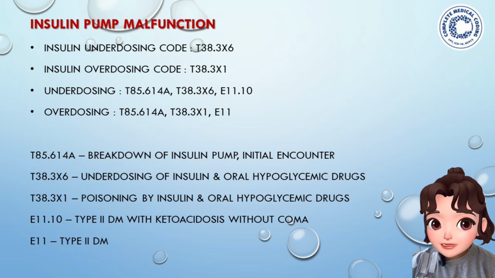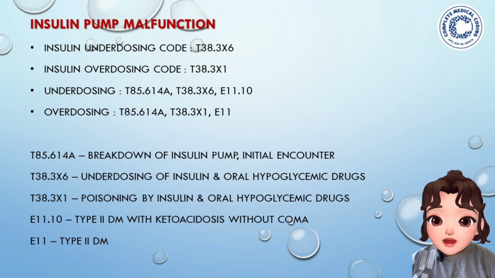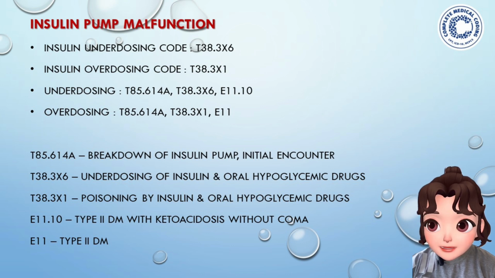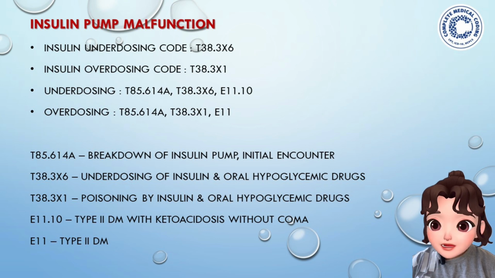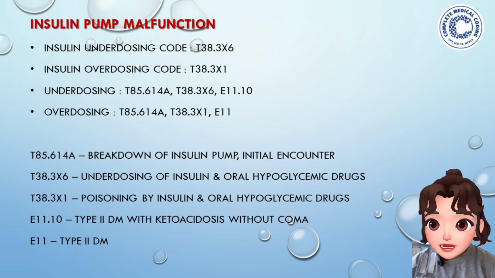Now that diabetes code will change according to the documentation. This is just an example. Okay. Now what about overdosing? First you should code T85.614A, same breakdown of insulin pump, because this is insulin pump malfunction. So that malfunction should come as the primary code. If it is overdosing, first you should code breakdown of insulin pump initial encounter and then followed by poisoning. If it is overdosing, it means it will be poisoning, right? So poisoning code T38.3X1, insulin overdosing code.